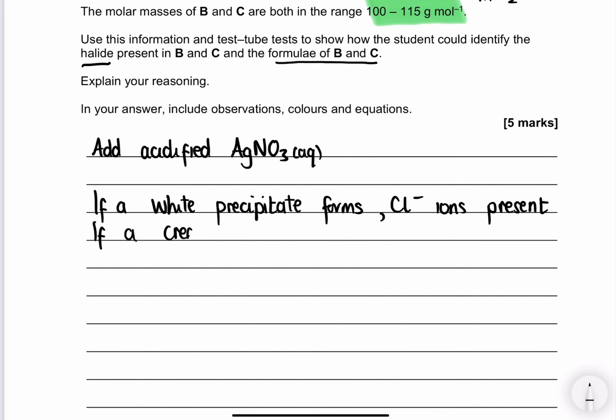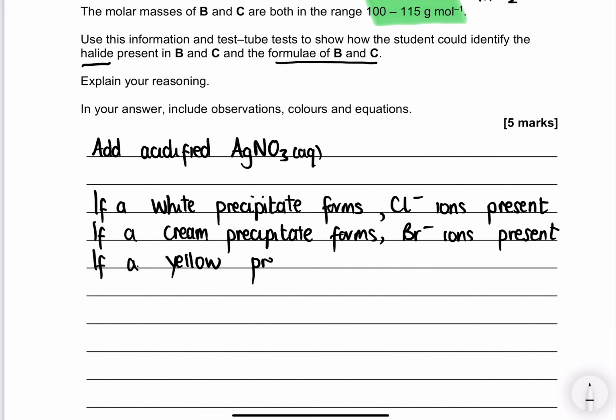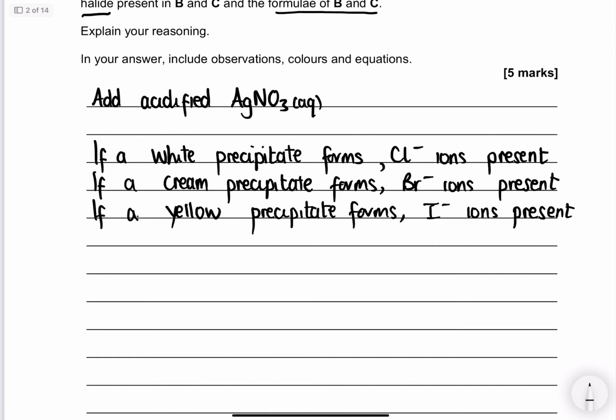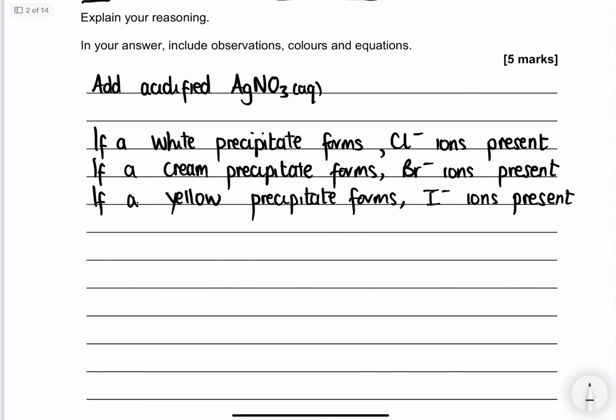If a cream precipitate forms, Br minus ions are present. And if a yellow precipitate forms, I minus ions are present. Now, it could be that occasionally we might need to do the ammonia test to distinguish between those. In this case, we didn't need to do that.